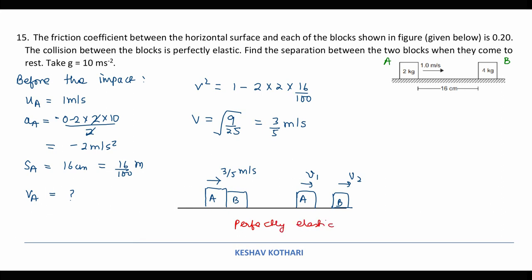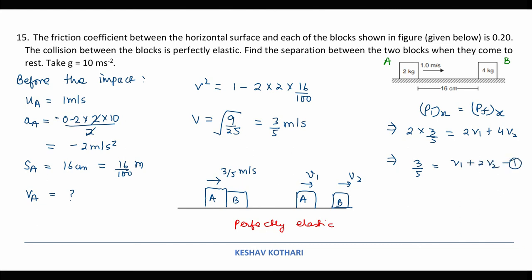If the collision is perfectly elastic, then we can apply the two equations that we know. Momentum conservation takes place along the x-axis direction. So we can say that mass of A, which is 2, into speed 3 by 5, is equal to mass of A, 2, into V1 plus mass of B, 4, into V2. From here we get the first expression: 3 by 5 is equal to V1 plus 2V2.